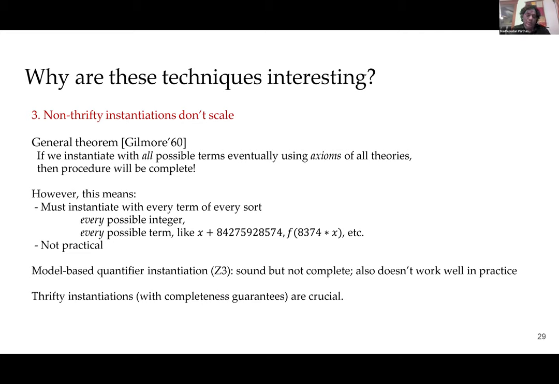tactics like MBQI, model-based quantifier instantiation, try to look for some subset, but they are not complete. So they can easily miss proofs, right? What the theory says is that if you instantiate every term, every constant, every integer, everything, 8374 times x, you're going to instantiate with everything in order to get completeness. And that's not what we're doing, right? We're doing a much more thrifty instantiation and showing completeness with respect to that. So this is not at all what SMT solvers do when they solve quantified problems.